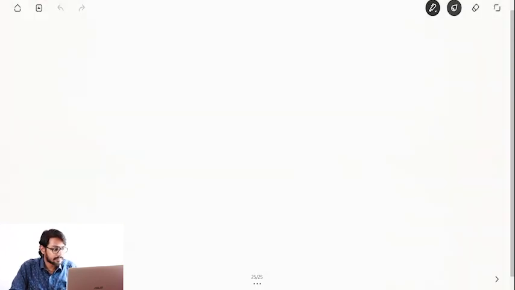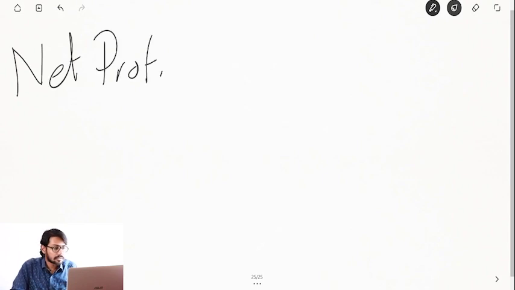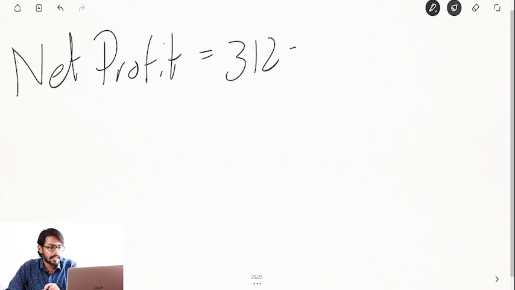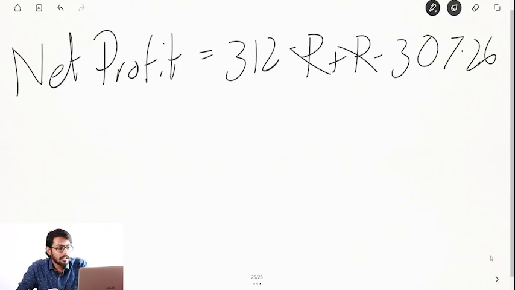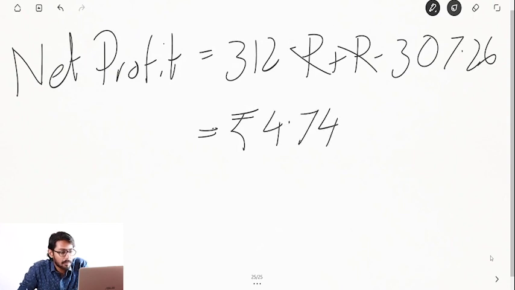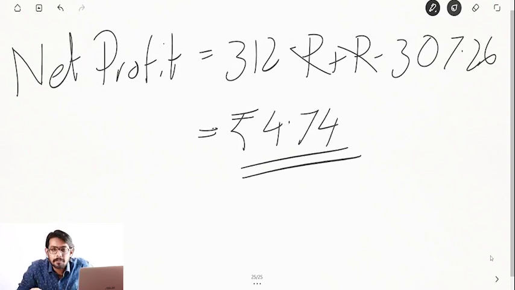Net profit is equal to 312 minus P plus P minus 307.26. Net profit is equal to rupees 4.74. Okay, so for exam this much presentation is enough. You need not go for two scenarios, you can just take P. Okay, understood?